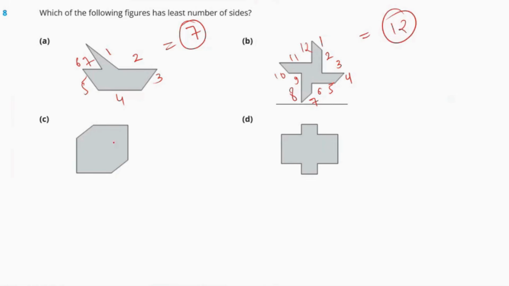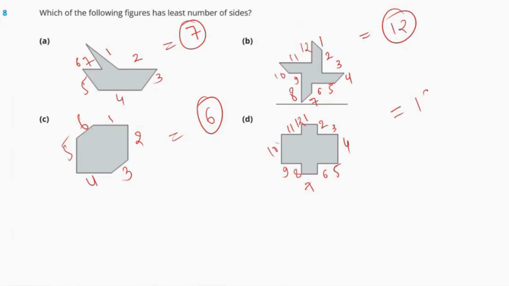Now talking about this figure, the total number of sides will be 1, 2, 3, 4, 5 and 6. Okay, so the total number here is 6. And finally, talking about this figure, the total number of sides will be 1, 2, 3, 4, 5, 6, 7, 8, 9, 10, 11 and 12. Okay, now if we compare the total number of sides of these four figures, the figure which has the least number of sides will definitely be option C. Why? Because it has only 6 sides.